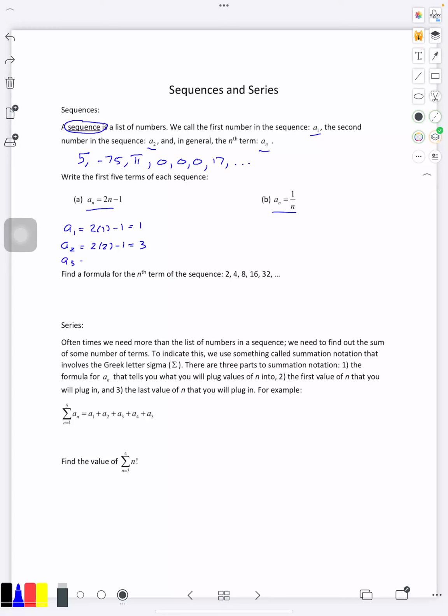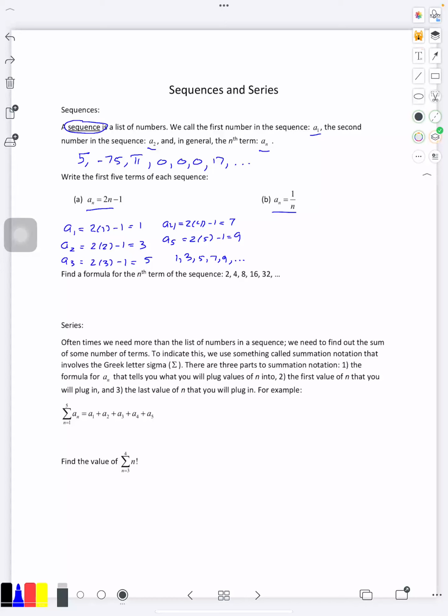If you plug in 3, you get the third term, that's 5. And then the fourth term, and lastly the fifth term. And there's the first 5 terms of the sequence: 1, 3, 5, 7, 9. Now we could keep going, but this problem only asks us for the first 5 terms.